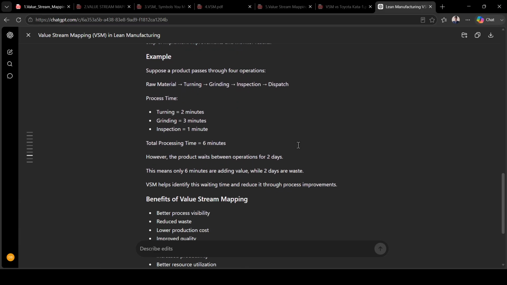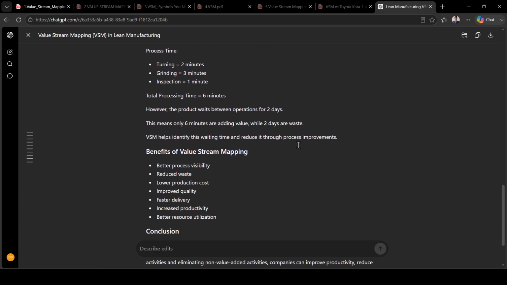The product waits between operations for 2 days. This means only 6 minutes are adding value while 2 days are waste. Then VSM helps identify the waiting time and reduce it through process improvement.